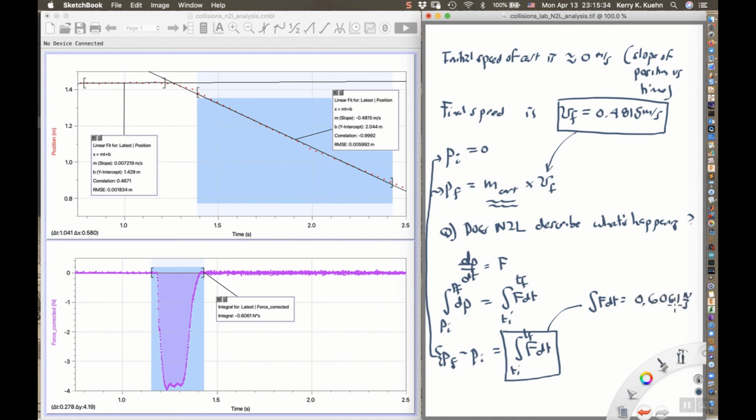The integral of the force is equal to 0.6061 newton-seconds. I'll put a minus sign there, but the minus sign shouldn't really matter that much. It's a consequence of the fact that the force sensor calls it a negative force when it's being compressed. But that negative sign doesn't really matter. What we're really interested in is whether or not 0.6061 newton-seconds, the total change in momentum, matches. So I'll let you go ahead and do that analysis.